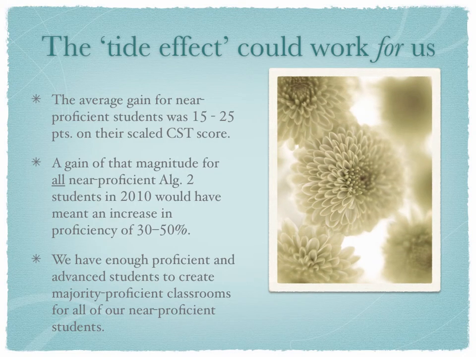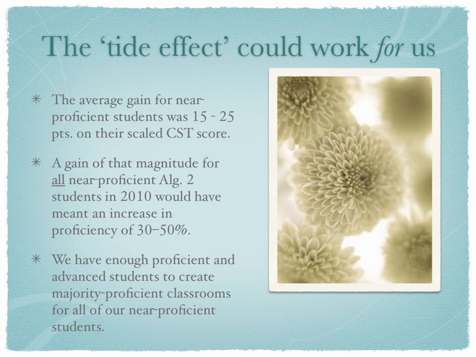Now, the juicy part of my presentation is this. The tide effect, I think, could be used to work for us as a district to raise proficiency levels. The average gain for near proficient students was 15 to 25 points on their scaled CST score. And a gain of that magnitude for all the near proficient Algebra 2 students in 2010 would have meant that we could have increased proficiency that year by between 30 and 50%. So say 50%. That means we were getting 38%. We could have had 55% or so.